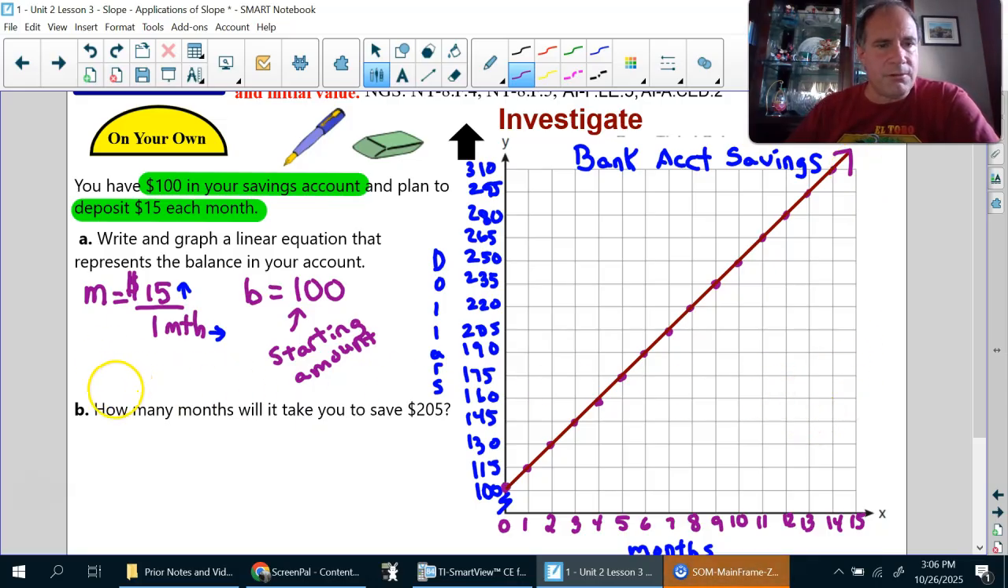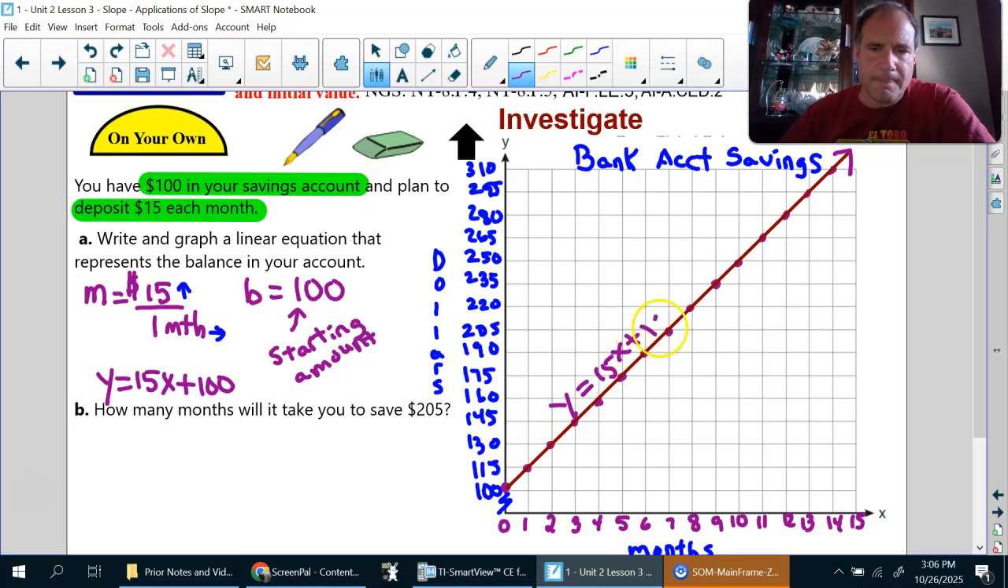Write and graph a linear equation. The equation is y equals 15x plus 100. We're going to put that directly on the line. And that's it for A.